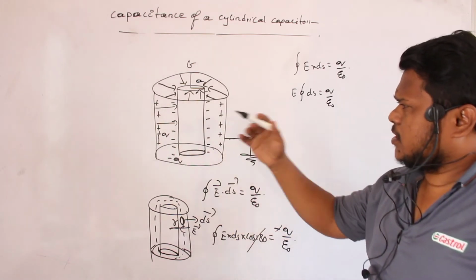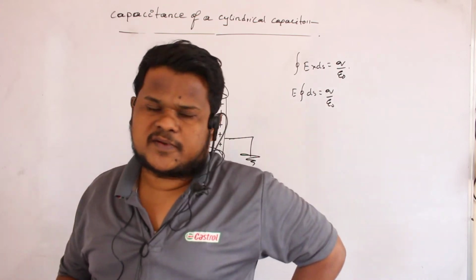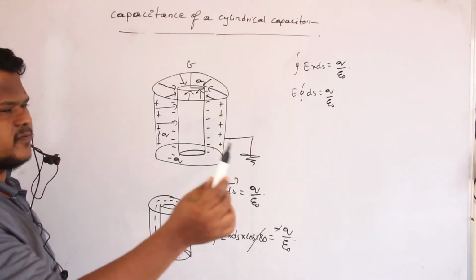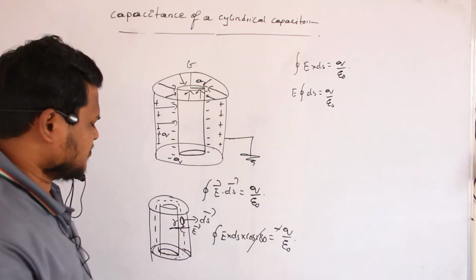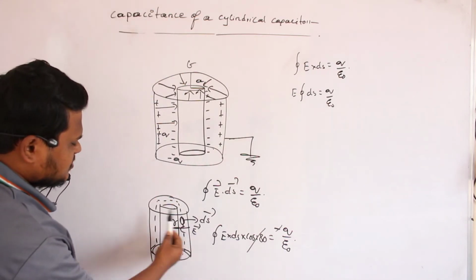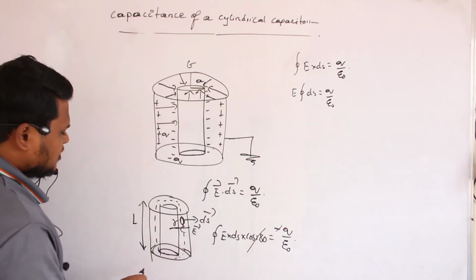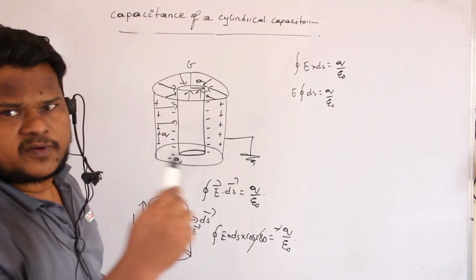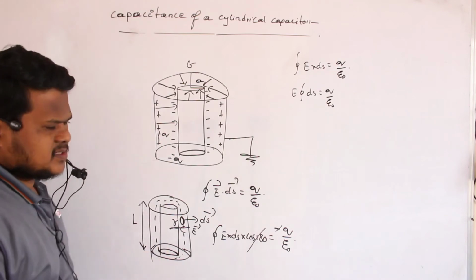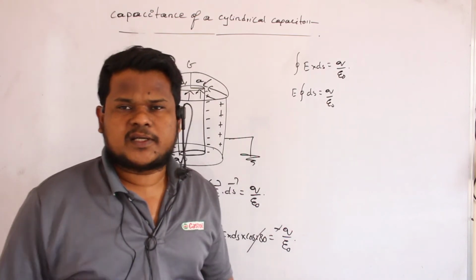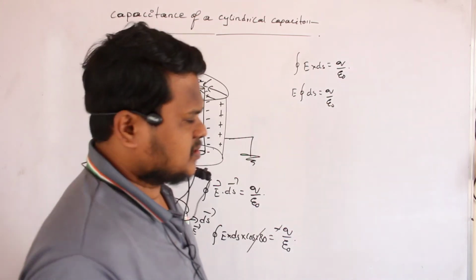Clear? Then what is the total surface area of this Gaussian surface? The total surface area will be 2 pi r, the circumference, which is one length, multiplied by the length of the Gaussian surface, which is nothing but the length of this cylinder. Circumference is one length, length of the cylinder is another length. So the total surface area is simply area, which is length into breadth. One length is the circumference 2 pi r, another length is L, the length of this cylinder.